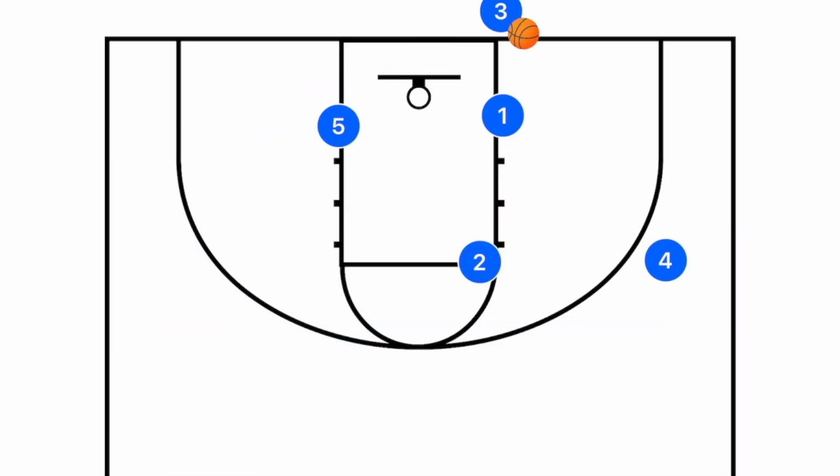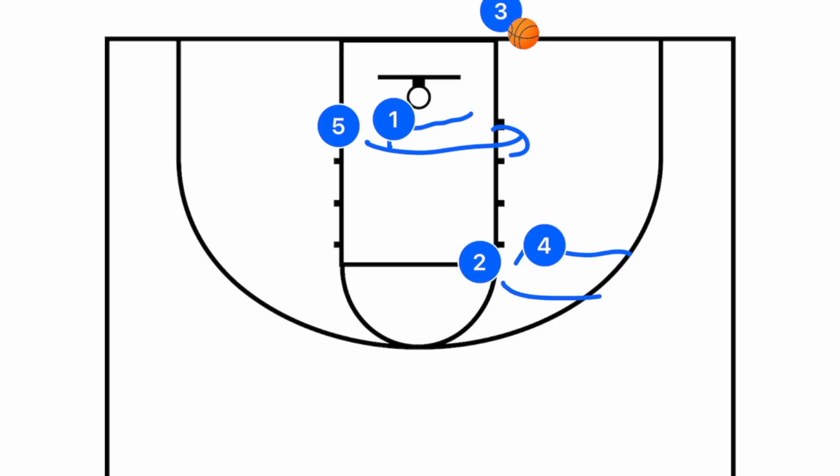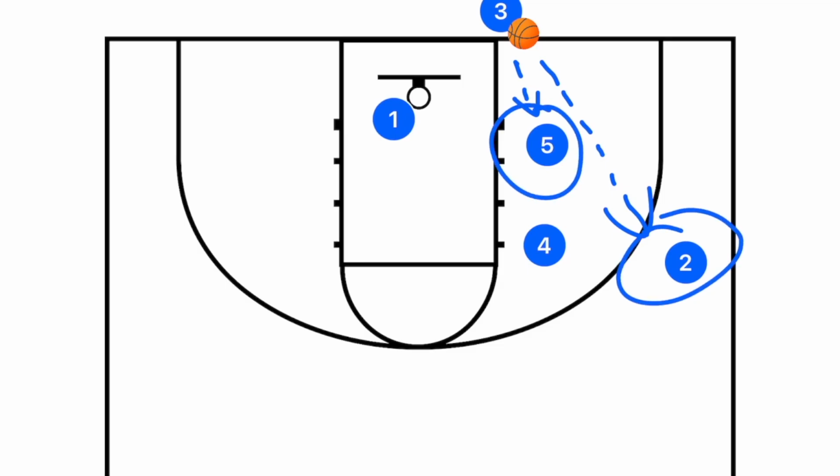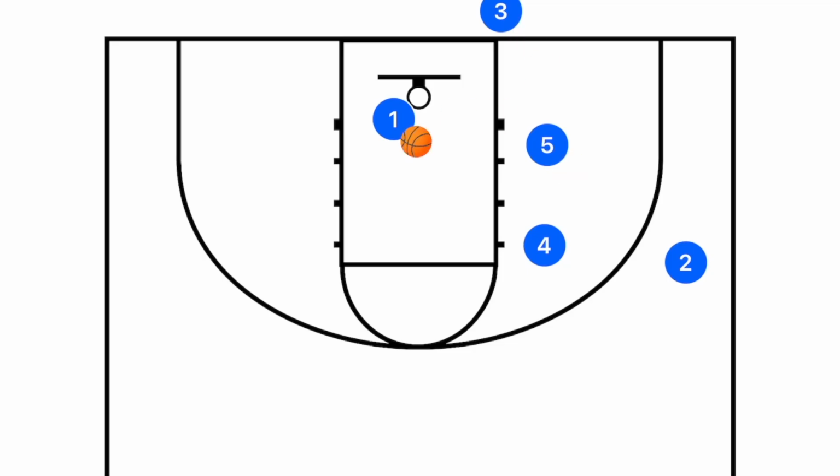Our second play that I'm going to show you is going to be a cross screen by player 1. Player 5 is going to use that screen, but at the exact same time, player 4 is going to be setting a screen, and player 2 is going to be using that same screen. This gives player 3 the option to pass to either player 2 or to player 5. There could potentially be mismatches on these two players if the defense decides to switch. If player 5 gets that ball, it's going to be a quick floater.